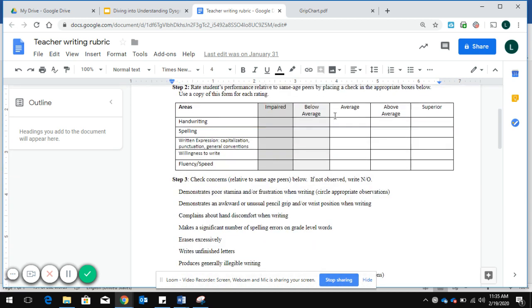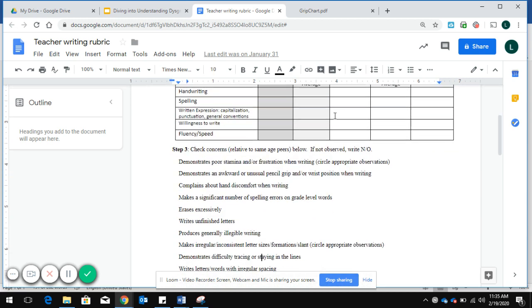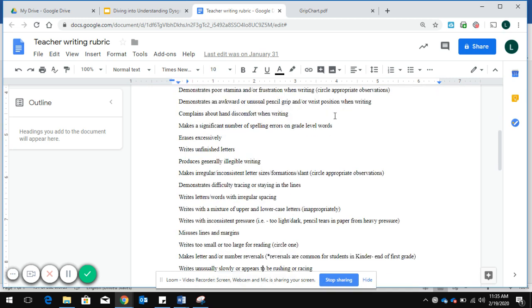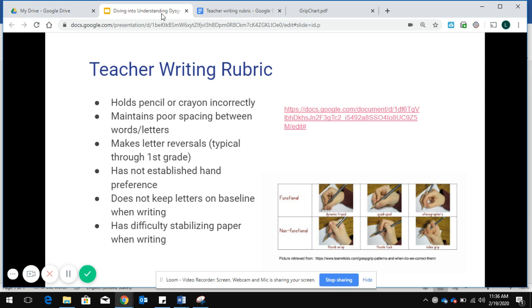You're going to review it based on these characteristics, okay? And this is very important because this gives us qualitative information and it gives us observations regarding what you're seeing, that your student is struggling with handwriting, okay?